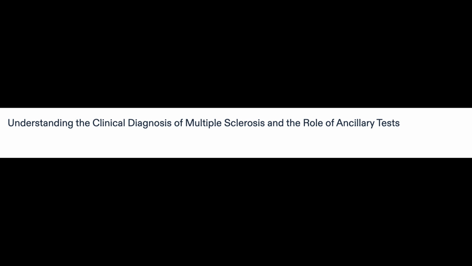McDonald criteria. The McDonald criteria, a set of guidelines established by the International Panel on the Diagnosis of MS, provides a standardized framework for diagnosing the disease. According to these criteria, the diagnosis of MS requires evidence of dissemination of lesions in both time and space, reflecting the multifocal nature of the disease. Clinical and paraclinical, ancillary test, evidence is essential for meeting these criteria.